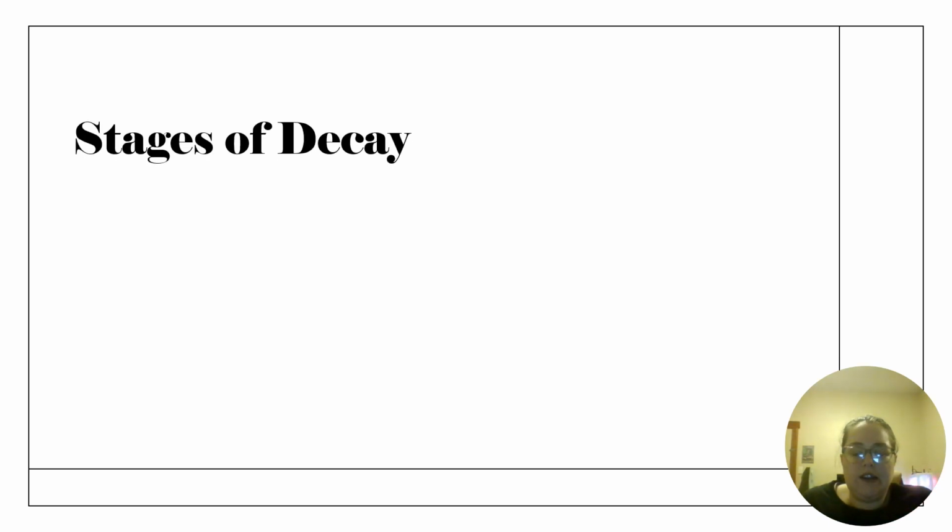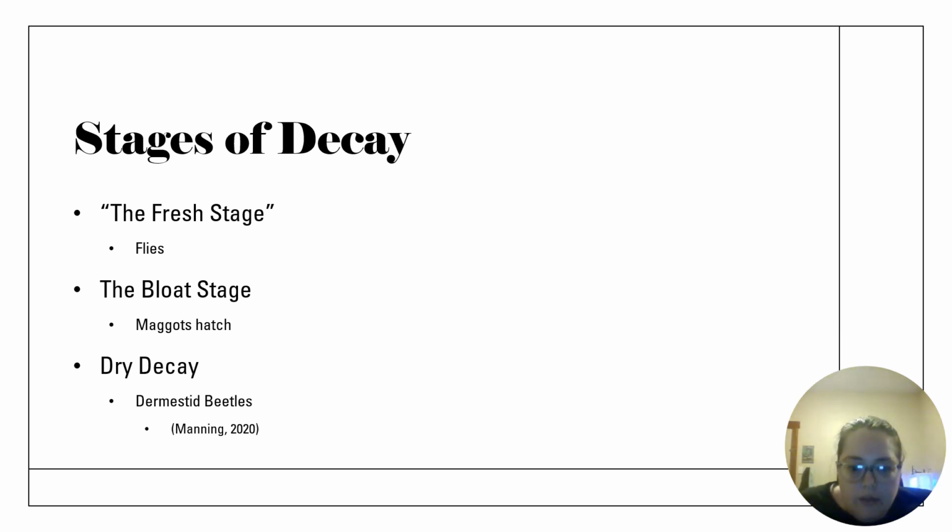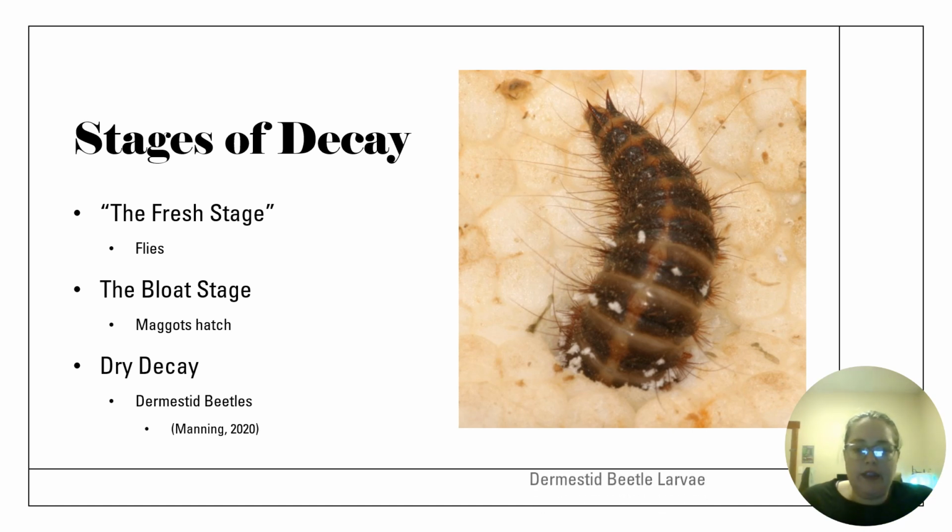And then some of the stages of decay, the first stage is called the fresh stage, and that's when the flies come in. And then the second stage is called the bloat stage, and that is when the maggots hatch. And then there's dry decay, and that's when the dermestid beetles, that's another kind of beetle, come and feed on the corpse. That's when they get here. And I learned that from an article by Manning, written in 2020. And that is a dermestid beetle larvae.